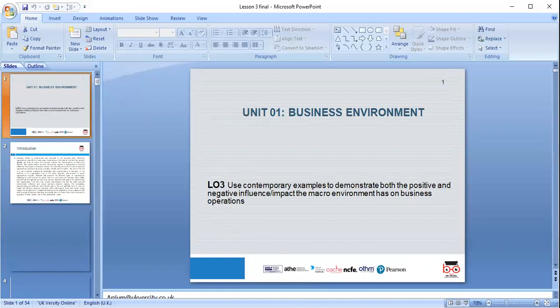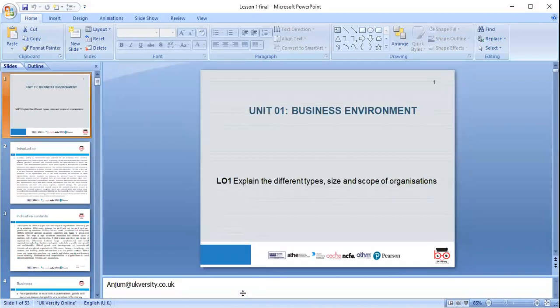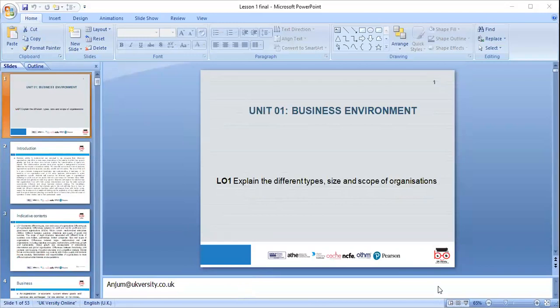So we'll do a bit of a recap of what we learned from our lesson 1 until now, and I hope you can see the lesson 1 slides. Yes. In lesson 1, we discussed the size and scope of organizations.